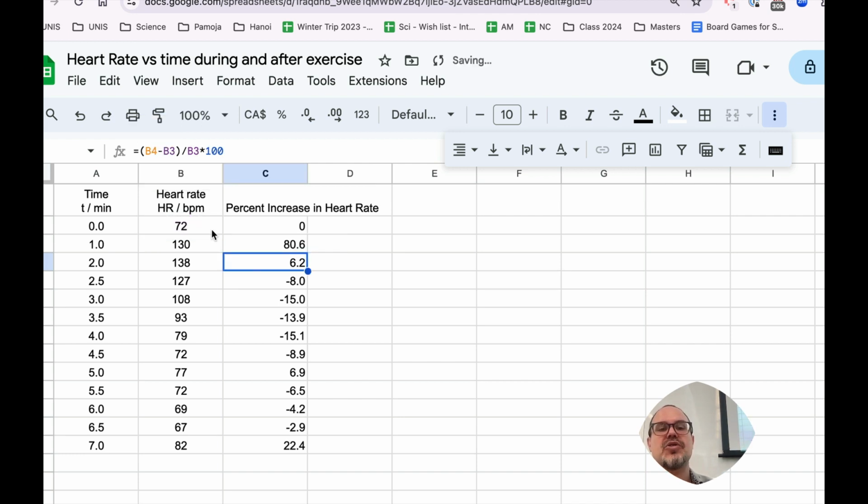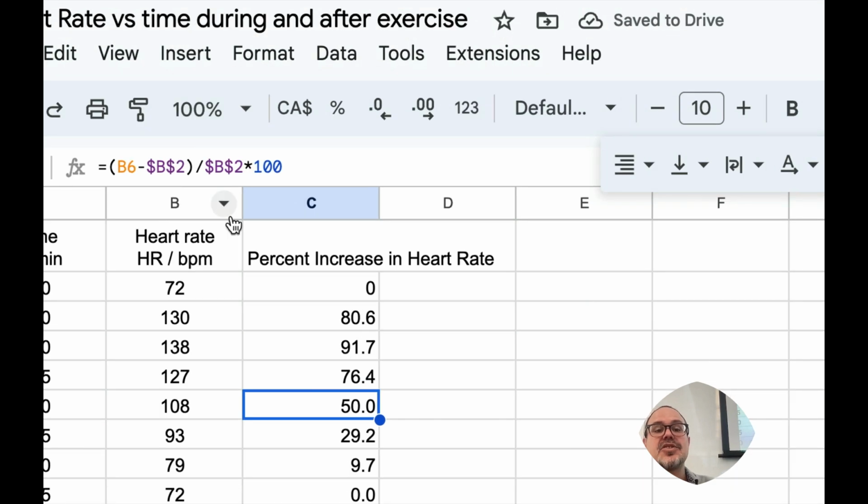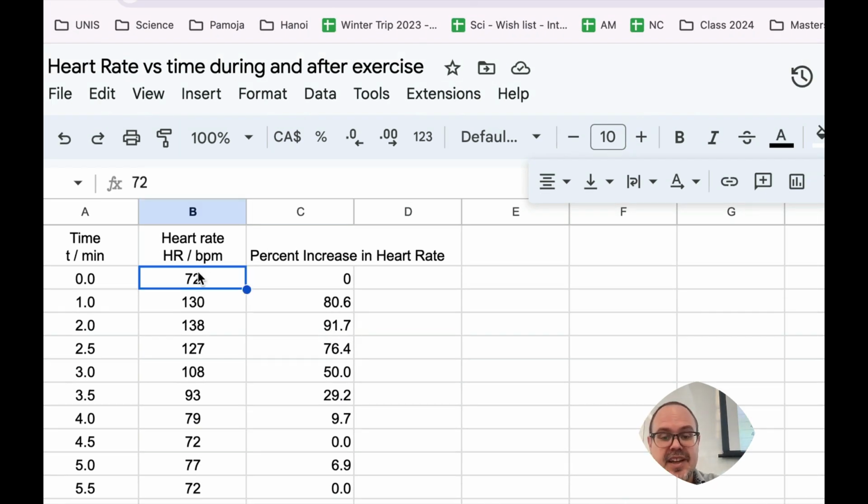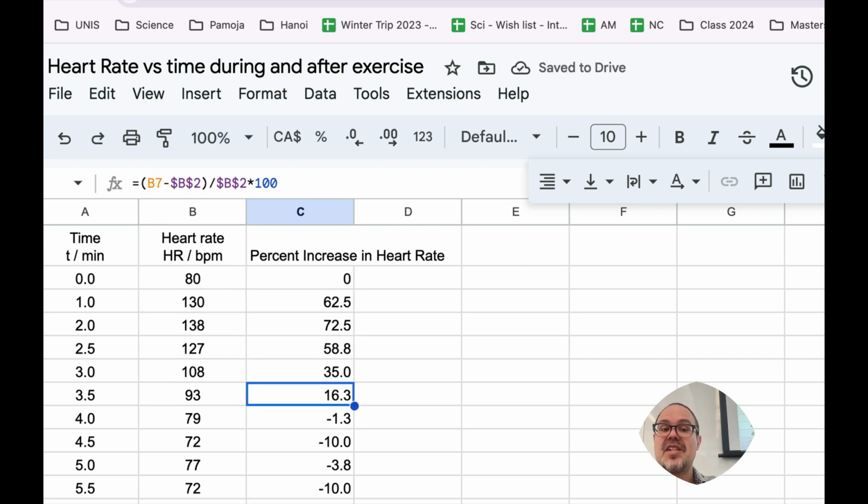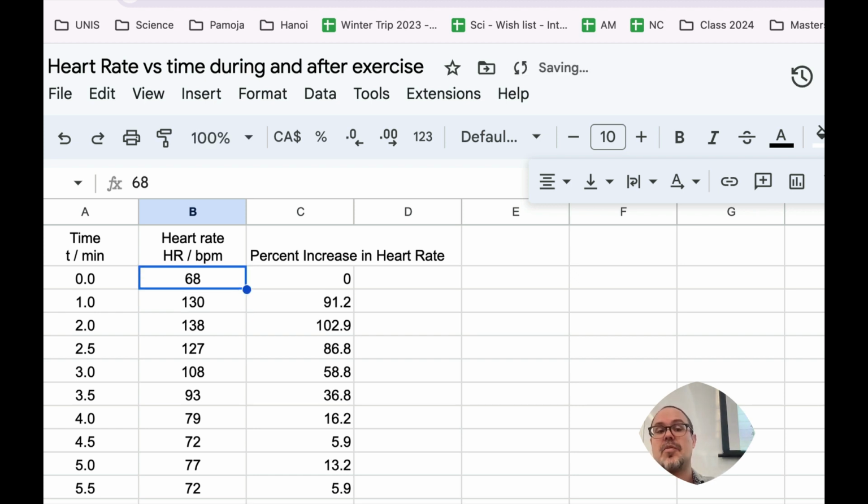By putting in these $ signs, when I go fill down, I'll show you in a second, it stays the same for any cell that I'm in. So that locks it. So when you go fill down, it stays at 72. If it wasn't 72, if it was like 80, then it's always going to be whatever that cell is. If it was 69, 68, it'd be that number. But I'm going to put it back to 72.